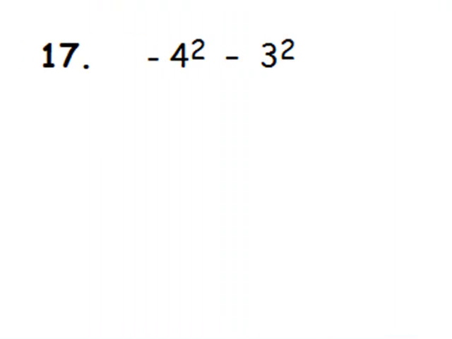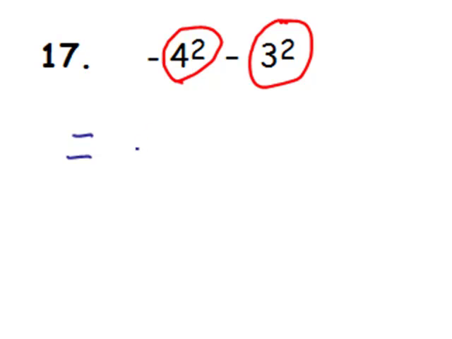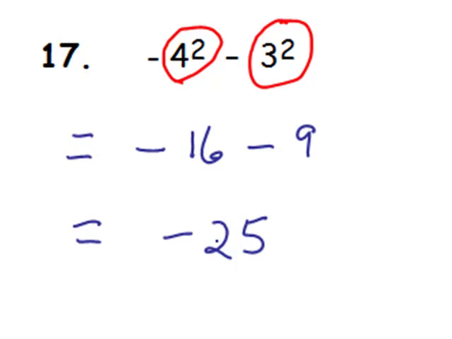Number 17 is a little bit unusual in that the negative signs that we see here are not within parentheses. So the squaring applies only to the 4, not the negative. And the squaring of 3, same thing, applies only to the 3 and not the negative, because there are no parentheses to include the negative in the squaring. So it's negative 16 minus 9. And this is negative 25.